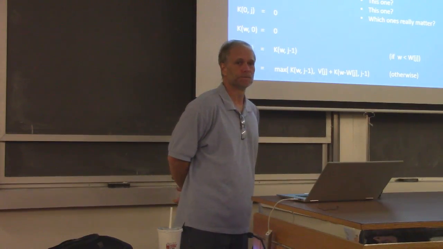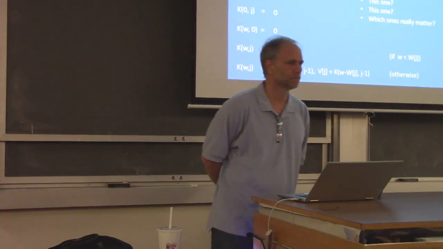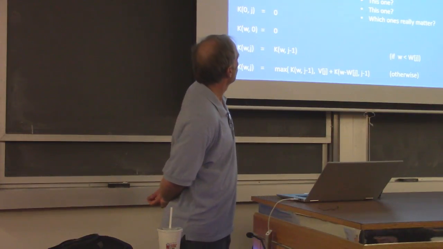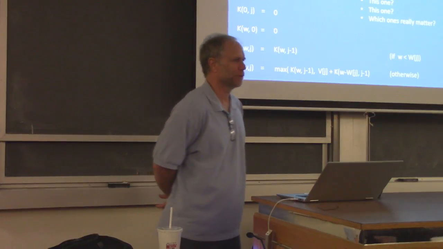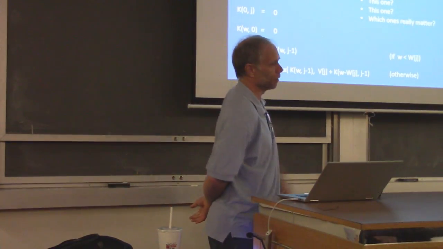the iterative version. Isn't the whole bottom row just zeros? The whole bottom row is zeros, and the whole left column is zeros, because that's the base case.